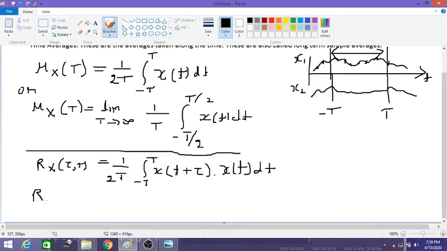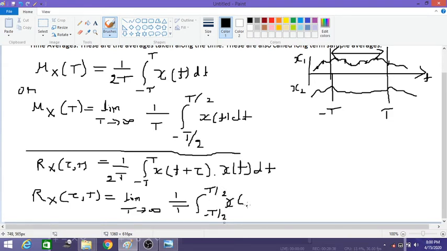Or this can also be defined as Rx of tau comma t is equal to the limit as t tends to infinity, 1 by t integral from minus t by 2 to plus t by 2 of x of t plus tau into x of t into dt. So this is the time averaged autocorrelation for this time average process.